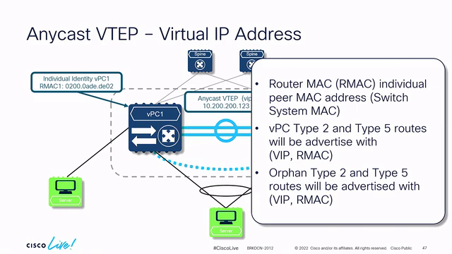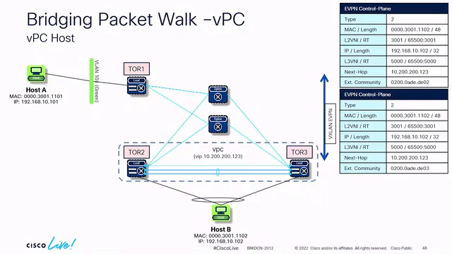Any time an endpoint has a destination of that MAC address, that means to that switch, to that router, that this particular packet needs to be routed. So that's what the router MAC address is. For any routes, type 2 or type 5, whether connected through VPC or to orphan ports, we do advertise with VIP and our router MAC in any of the advertisements. So let me show you this in a little bit better example.